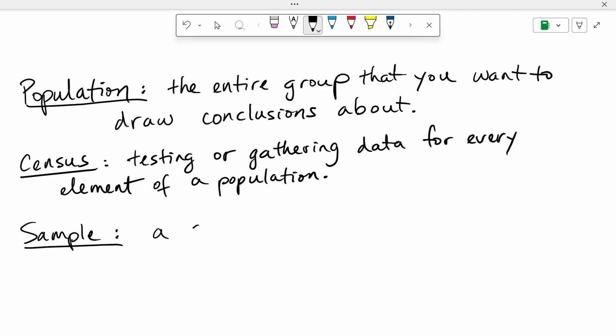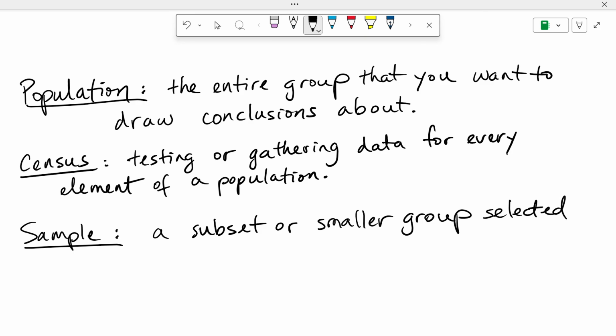A sample is a subset, or a smaller group, selected from the population.